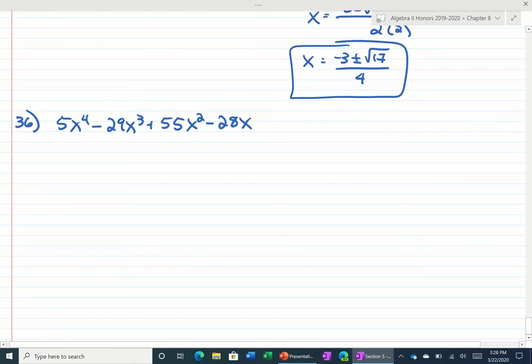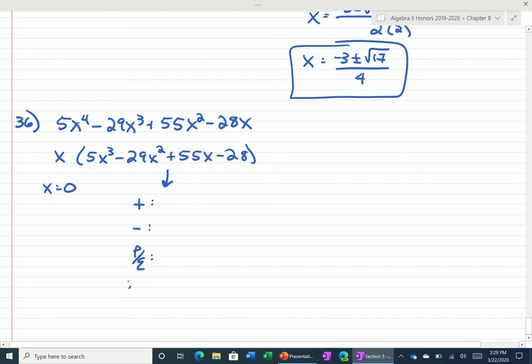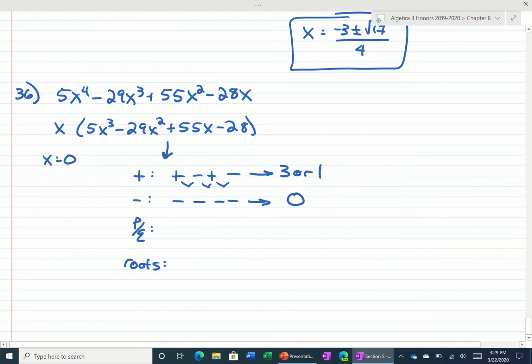Right away, we don't have to go into rational root theorem. I could see we could take out an x from everything. Which gives us one of the roots of 0. But then from this, I don't think that's going to factor, so we have to use rational root theorem. We'll list the number of positive roots, negative roots, p over q, and then we're going to find the roots. Definitely no negative, so that'll be nice. We don't have to worry about those.